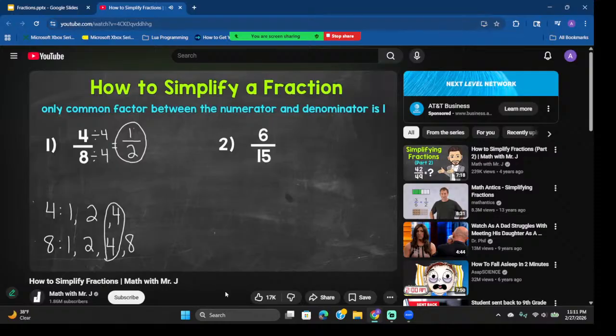Now I do want to show you another path that we can take in order to simplify this fraction. So let me rewrite 4/8 here.